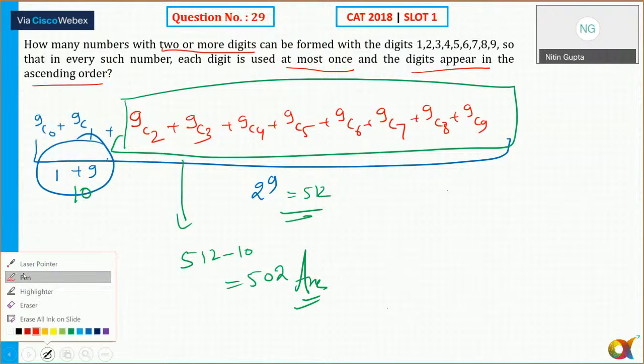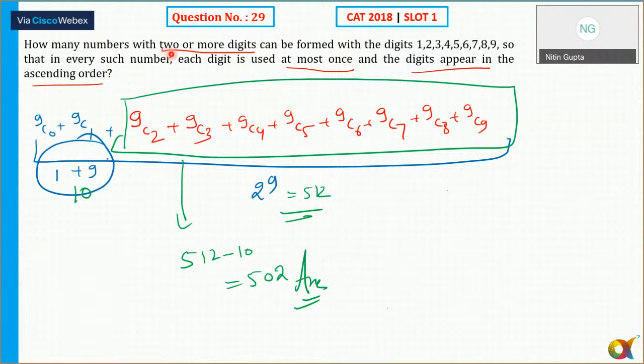Damini, just sit here. It says how many numbers with 2 or more digits can be formed with the digits 1, 2, 3, 4, 5, 6, 7, 8, 9, so that in every such number, each digit is used at most once. Means repetition is not allowed. And the digits appear in order. So 2 or more digits. How many 2-digit numbers can be formed? Out of 9 numbers, if I pick any 2 numbers, I'll get a 2-digit number. Out of 9 numbers, 3-digit. Let's say out of these 9 numbers, I pick the numbers 1 and 3 and 5.